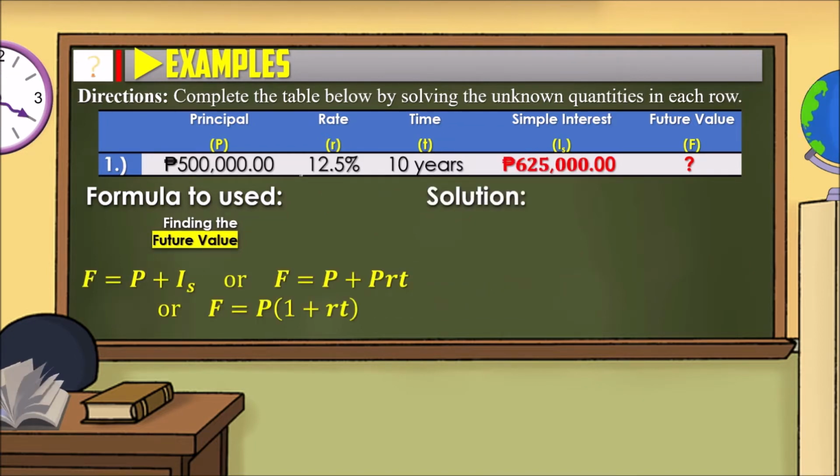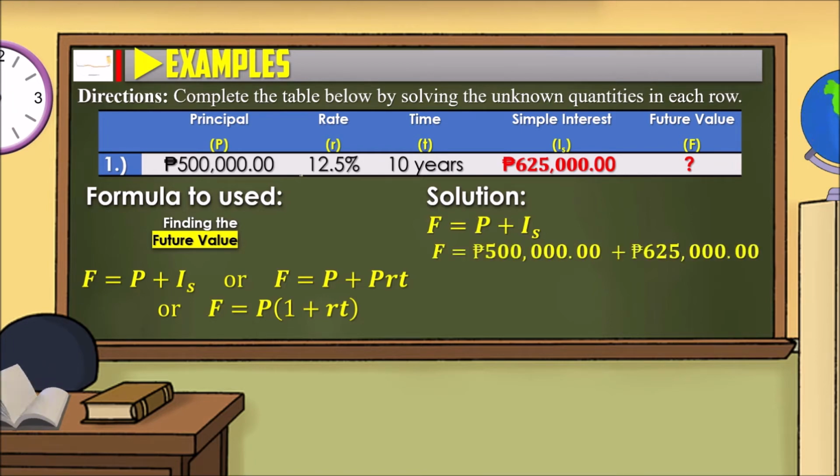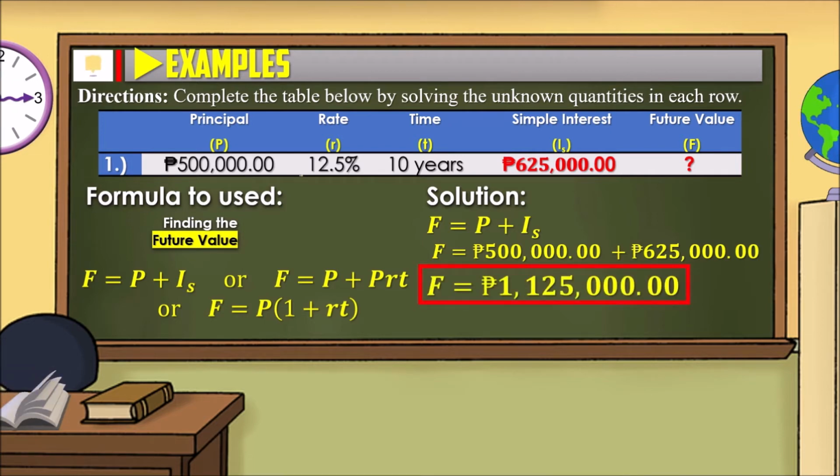Use the formula in finding the future value. Substitute the given to the formula. Now, perform the operation. Final answer for the future value is 1,125,000 pesos.